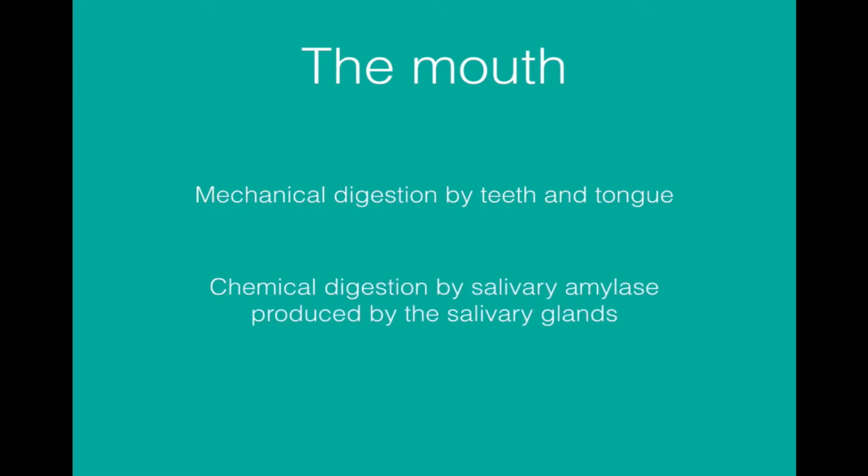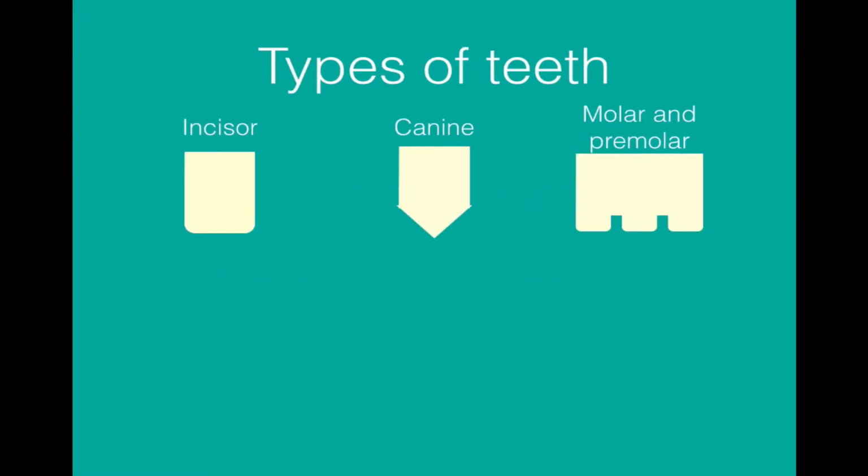The mouth is where food enters the body, and there's mechanical digestion which occurs here, which happens by the teeth and the tongue, and chemical digestion by the amylase produced in the salivary glands. Amylase digests starch. So let's have a look at the types of teeth. There are three types of teeth. So you have the incisor, you have the canines, and you have the molar and the premolar.